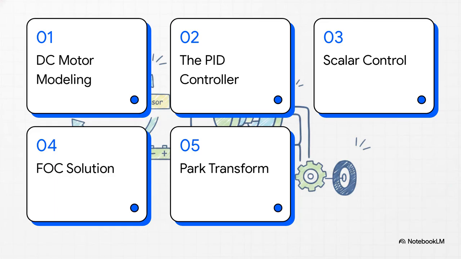Okay, let's dive into this. Here is a quick look at our roadmap. First, we'll establish the baseline with DC motor modeling. Second, we'll look at the brain of the system, the PID controller. Third, we'll tackle the AC challenge of scalar control. Fourth, we'll reveal the ultimate solution, field-oriented control, or FOC. And finally, we'll unpack the magic math of the Park transform. Let's get right to it.